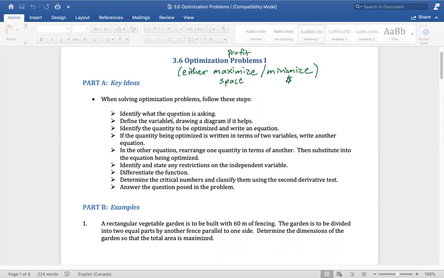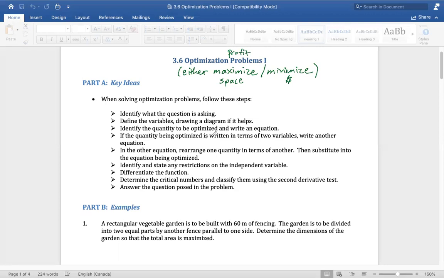Define your variables. So you have to figure out, are you going to be using X and Y? Do you have 2 variables? What are they going to be, and defining them, giving a sentence, let X represent whatever that is, let Y represent whatever that statement would be. Draw the diagram if it helps, if you're able to. Identify the quantity that's going to be optimized and then write an equation. So again, depending on what it's asking, what you want to optimize, you're making an equation based on that optimization.